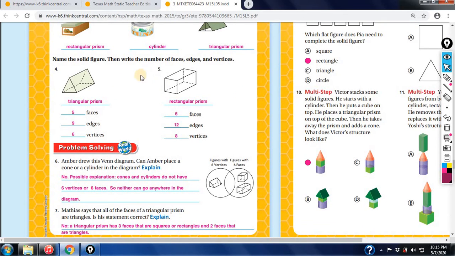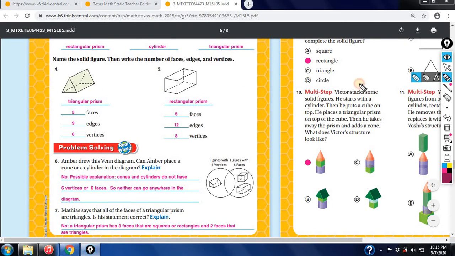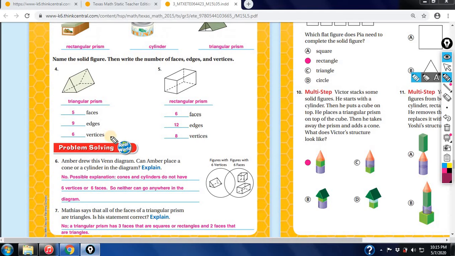Now we're going to look at what you know about faces, edges, and vertices. Remember, vertices is the plural form of vertex. Okay, faces, the flat surfaces. Okay, it has 2 triangles, then 3 rectangles. So it has 5 faces. The edges, this is what the dotted line is, so you can count those. There are 9. And the vertices, those are where your 3 edges meet. Okay, and there's 6 of those.